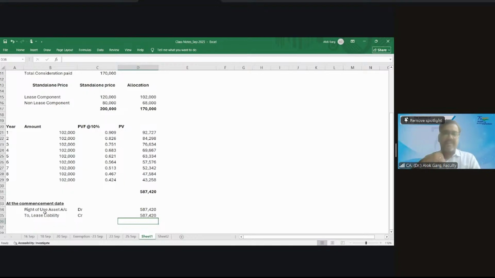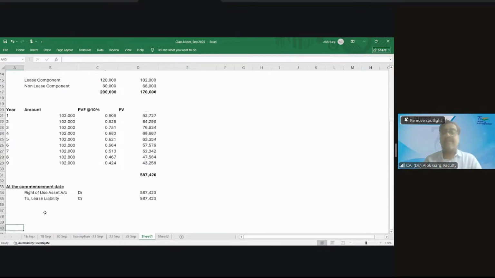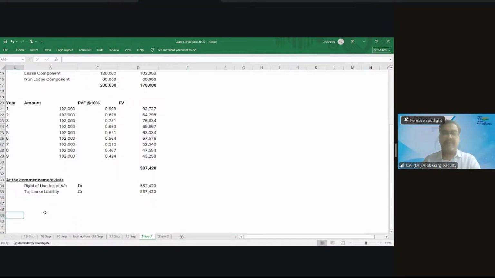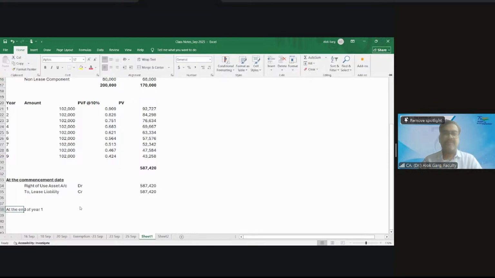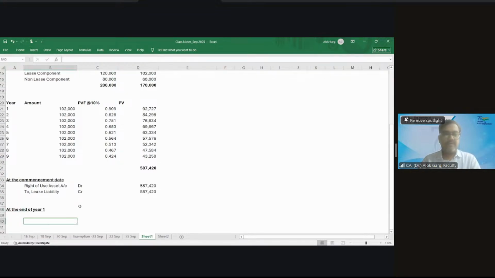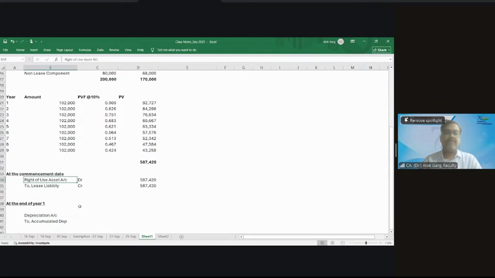What is the entry at the end of year one? Depreciation account debit to accumulated depreciation.